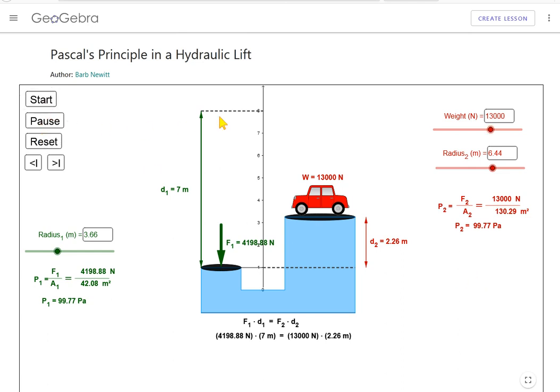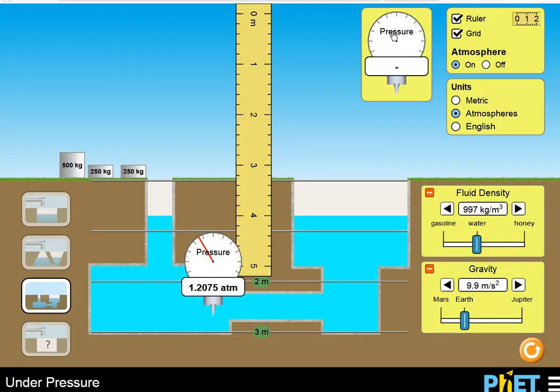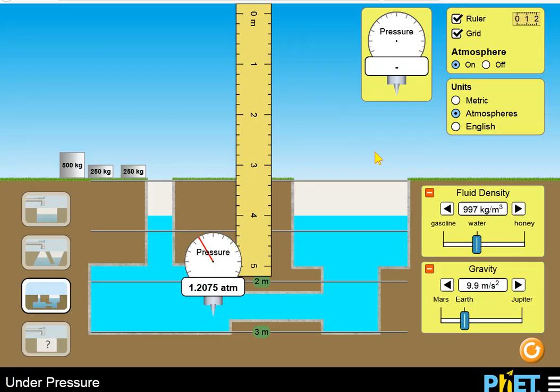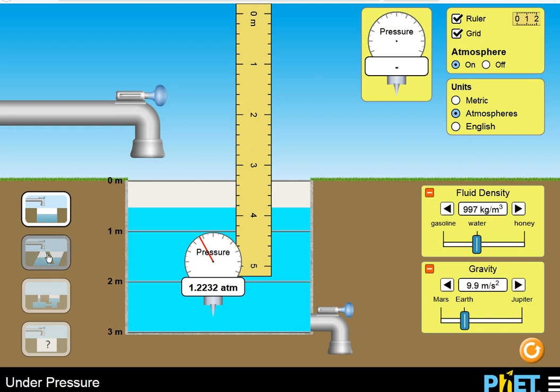Okay, I'm going to find another one. Okay, so the purpose of today's experiment is actually investigating the relationship between pressure and depth, between pressure and density, and you'll be using an interactive simulation from University of Colorado.